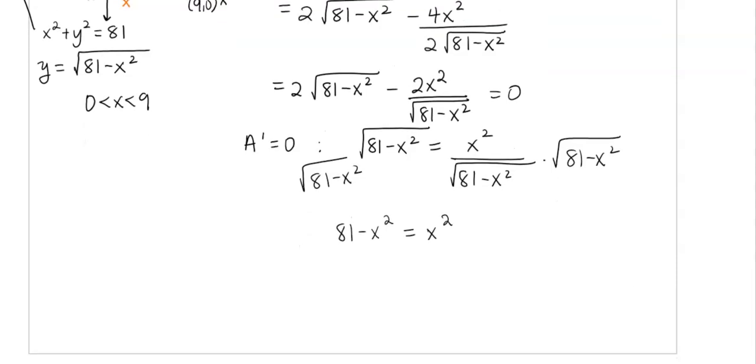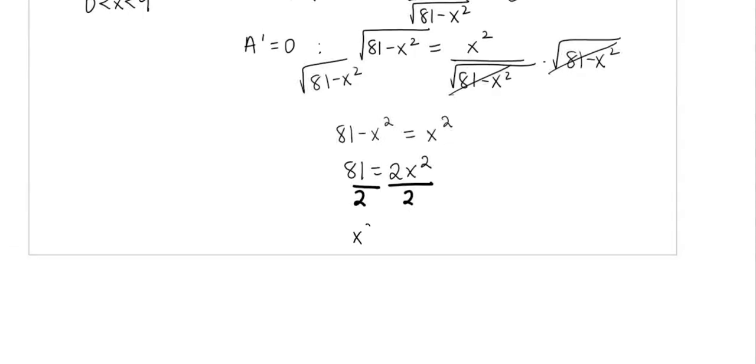I will add x squared to both sides of the equation. Dividing both sides by 2 gives us x squared is equal to 81 over 2, and then I'll take the square root of both sides to get that x is equal to 9 over root 2. You could rationalize that to 9 root 2 over 2.